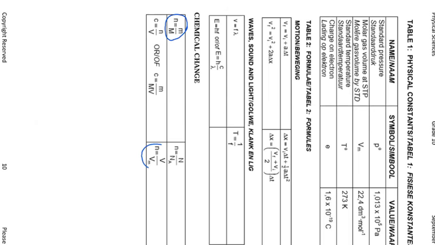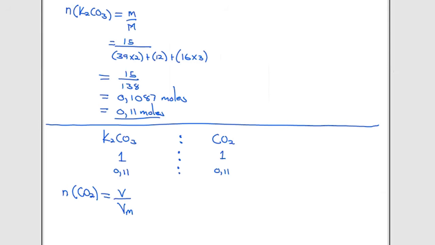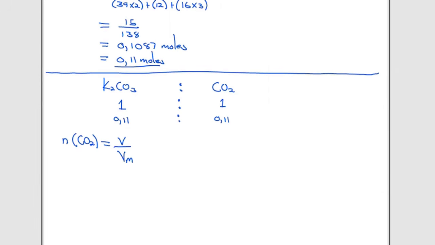So n is equivalent to V over Vm, right? So this is the formula that you're actually going to manipulate. The number of moles there, we're actually going to have that one. Then after that, according to this, the number of moles that we have for carbon dioxide is 0.11. So I'm going to say 0.11 is equivalent to the volume that we're looking for.